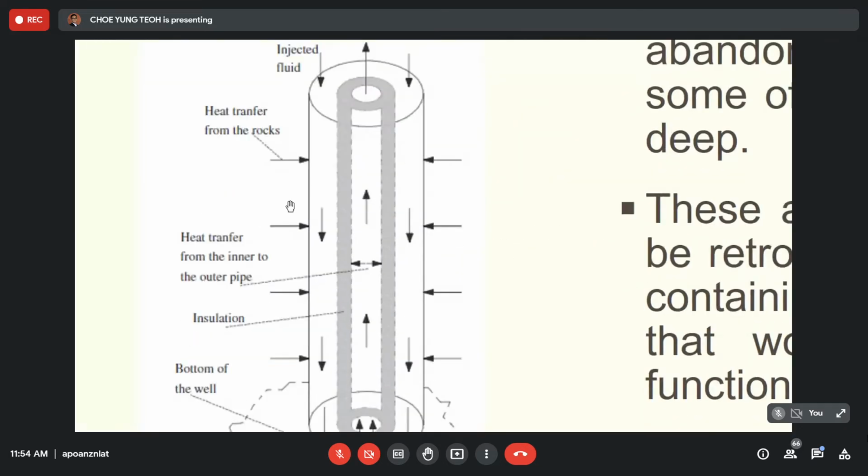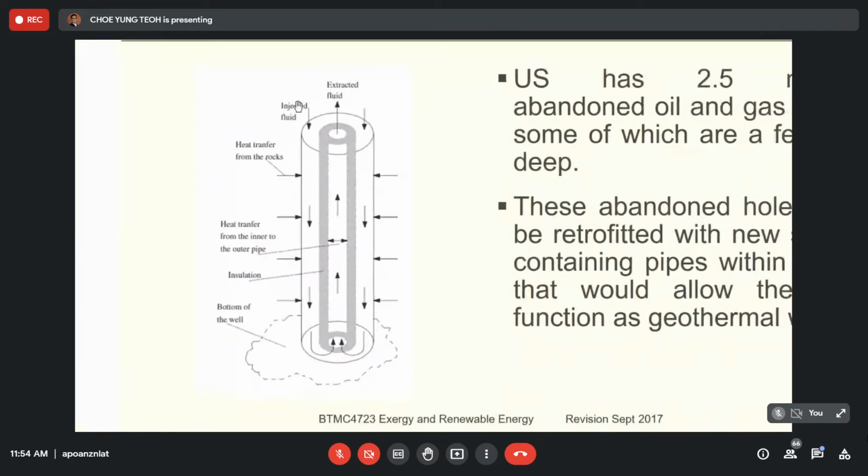You can see the injected fluid, cold fluid, from the side. So this side will contact with the rock at the surrounding. So the heat will transfer from the surrounding, from the underground, into the cold fluid inside. Okay, so once the fluid is hot enough, it can go through the middle pipe. Okay, and this will transfer the hot fluid to the earth surface.